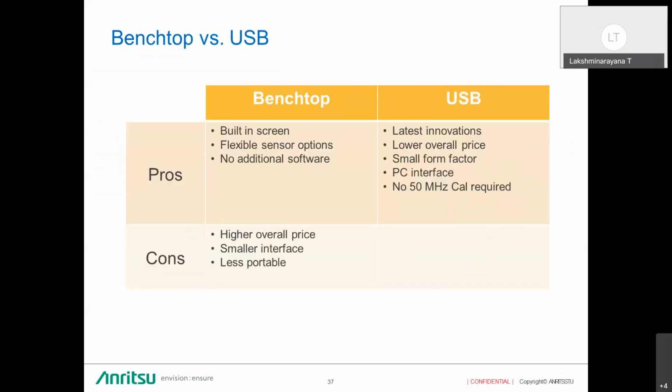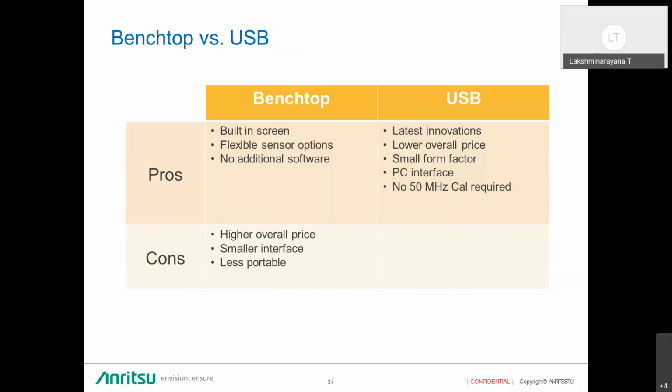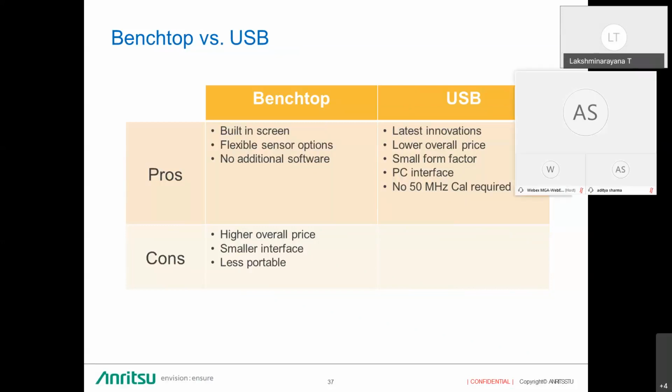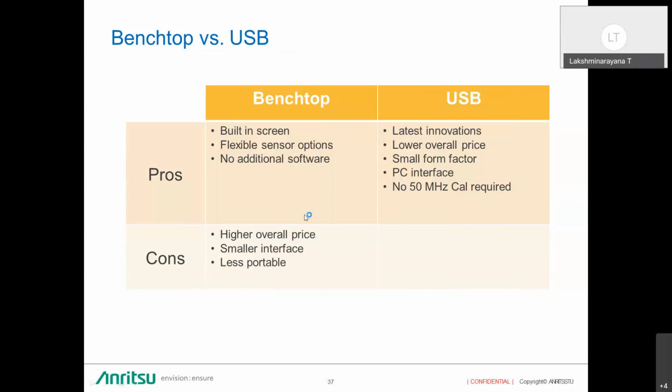So why are we using benchtop versus USB? When you go for a benchtop, it has a built-in screen, flexible sensor options, additional software and the latest innovations, and a lower overall price. For USB, it has a small form factor and a PC interface, and no 50 megahertz cal reference is required for a USB power sensor. The benchtop power sensor has a larger interface and is less portable compared to the USB.